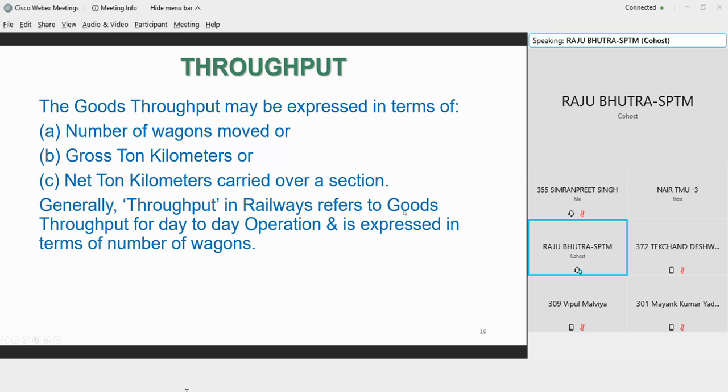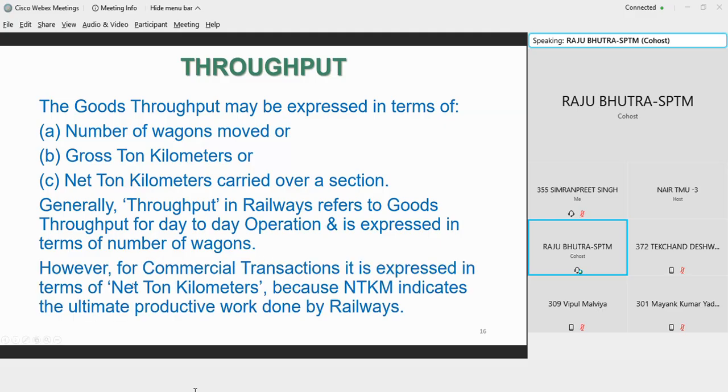Generally, throughput in railways refers to goods throughput for day-to-day operation. So if we are using only the term throughput, generally it will refer to goods throughput in day-to-day operations, and is expressed in terms of number of wagons. However, for commercial transactions, it is expressed in terms of net ton kilometers. Why? Because commercial transactions indicate the revenue, they indicate earning. Earning we will get out of net ton kilometers only. Net ton kilometer indicates the ultimate productive work done by the railways.